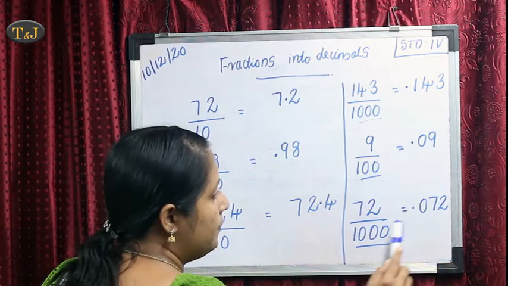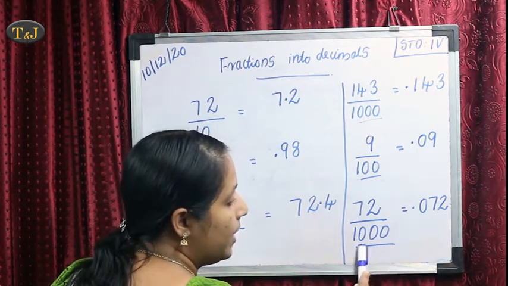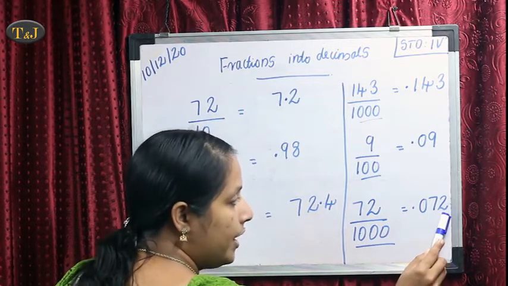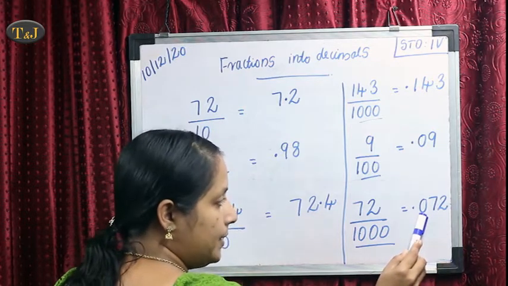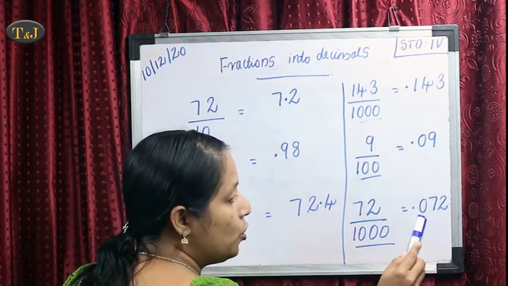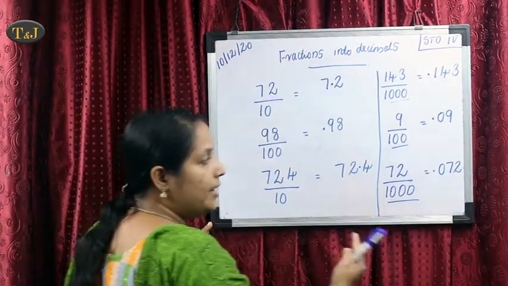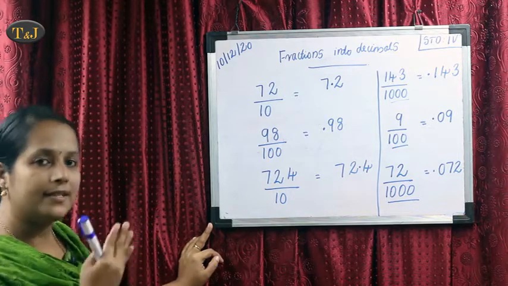72 by 1000. First we write the number 72. Here we want 3 numbers, but actually there are 2 numbers. So we want 1 number extra. So we just write a 0 before that number. In these cases there is no value for 0. Actually this number is 72. Any 0 we write before a number has no value. Actually that number is 72.